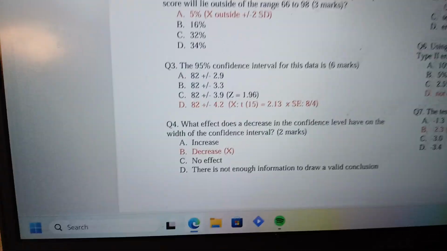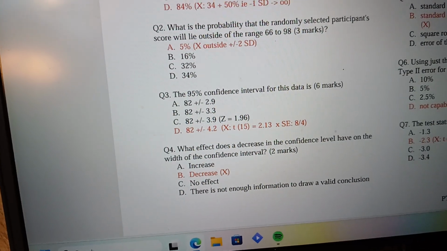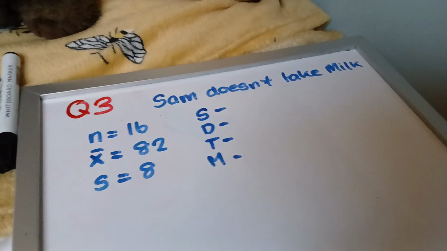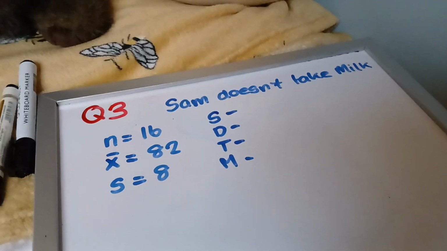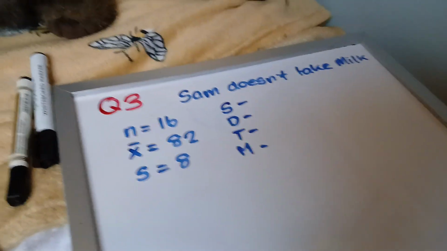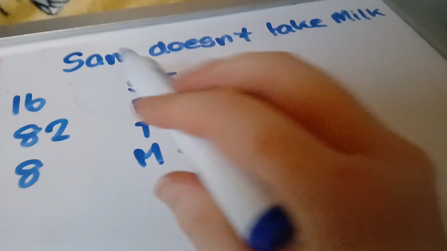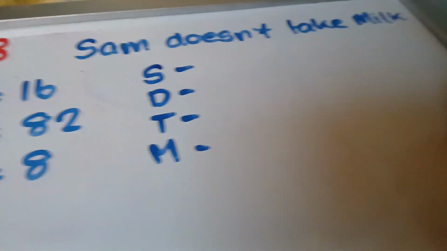So for question 3, it asks about the confidence interval. The 95% confidence interval for this data is, and then it lists all the options. For this, I have made a mnemonic. It helps me. I know some people don't really like them, but that's okay. It helps me remember the order to do the confidence interval. So my mnemonic is Sam doesn't take milk.